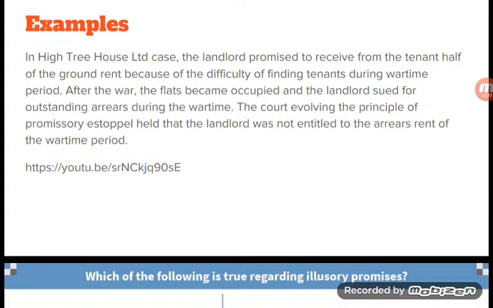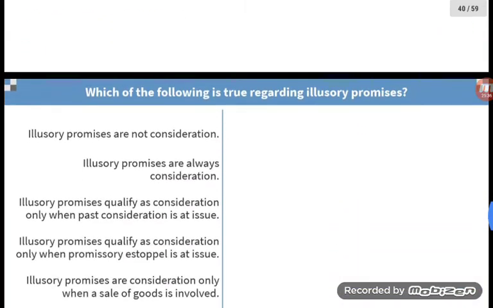This is an interesting example. Feel free to pause and read that. In addition, again, we've got a YouTube video there, which is a good video regarding promissory estoppel and consideration.